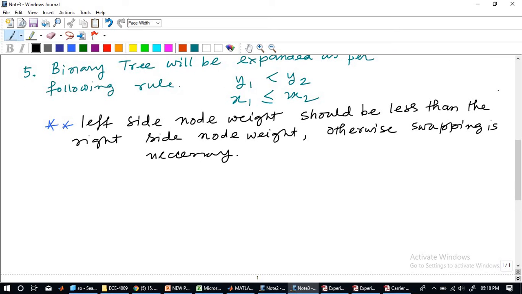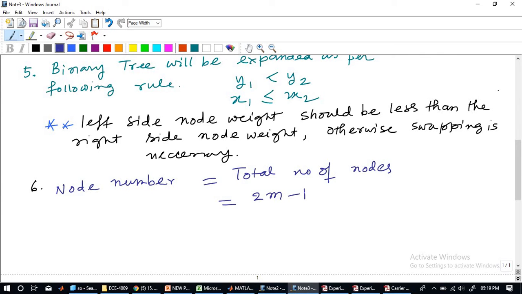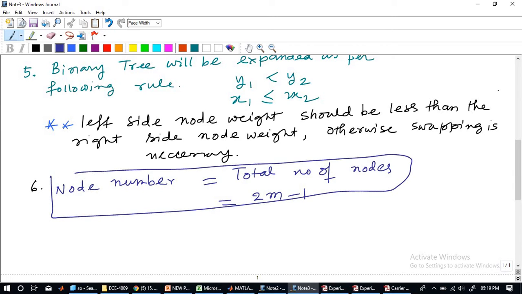Last point, 6th point. The node number, or the total number of nodes, if I consider, is given by 2m minus 1. Please make a box around this 2m minus 1, where m is the number of alphabets.